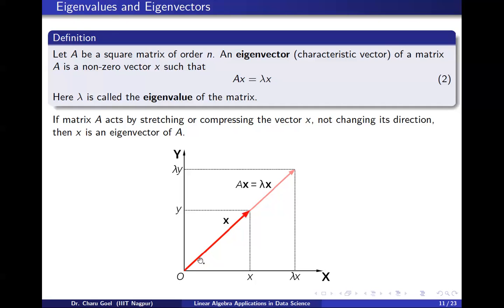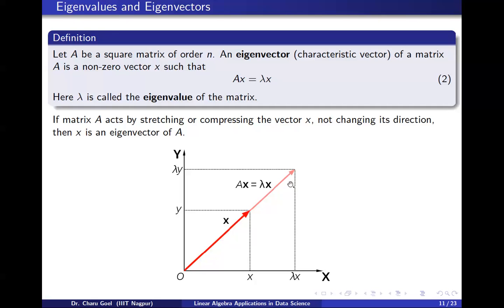What we are doing is pre-multiplying x by a matrix A. We are not changing its direction, but either stretching or compressing it. So for example, if lambda is -1, then x will change to -x. If lambda is 2, then x will change to 2x. Then x will be an eigenvector.